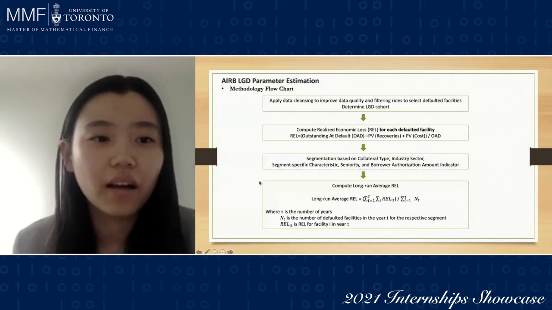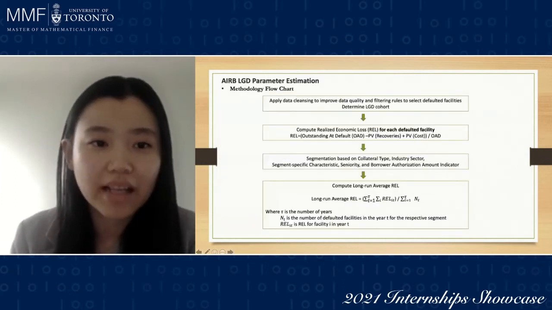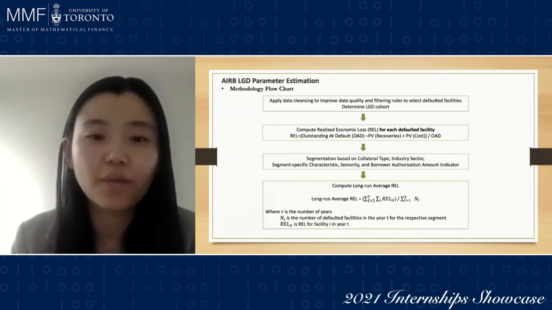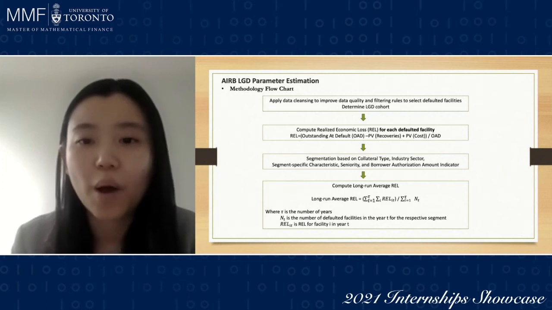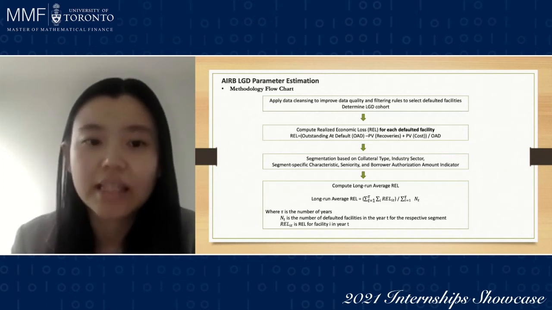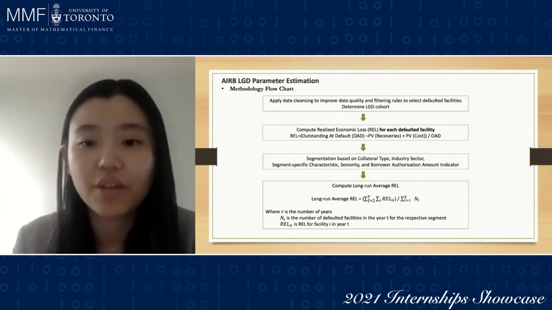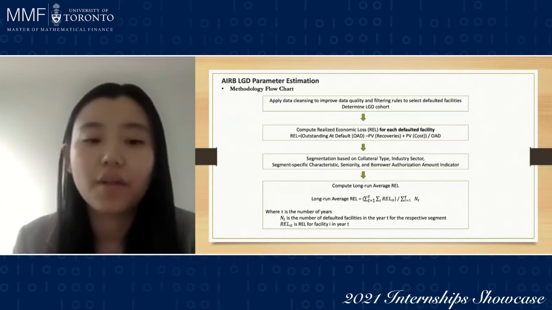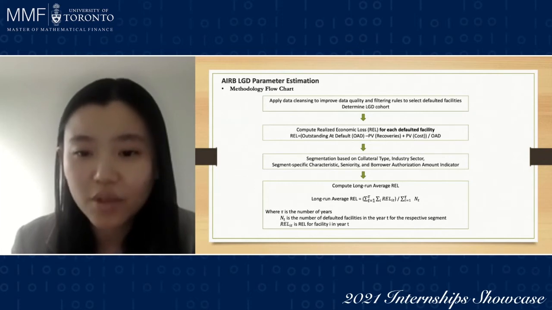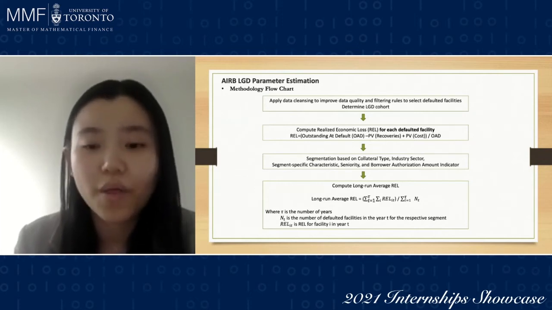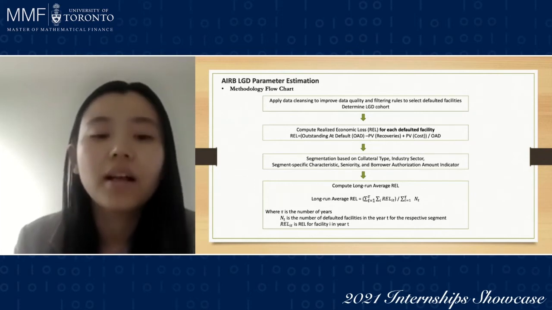And for the LGD parameter estimation, I mainly worked on the following 4 parts. First, I improved data quality by data cleansing and populated the defaulted facilities. Secondly, calculate the realized economic loss for each defaulted facility. Thirdly, segment each defaulted facility by collateral code, industry sector, borrower authorized amount, etc.